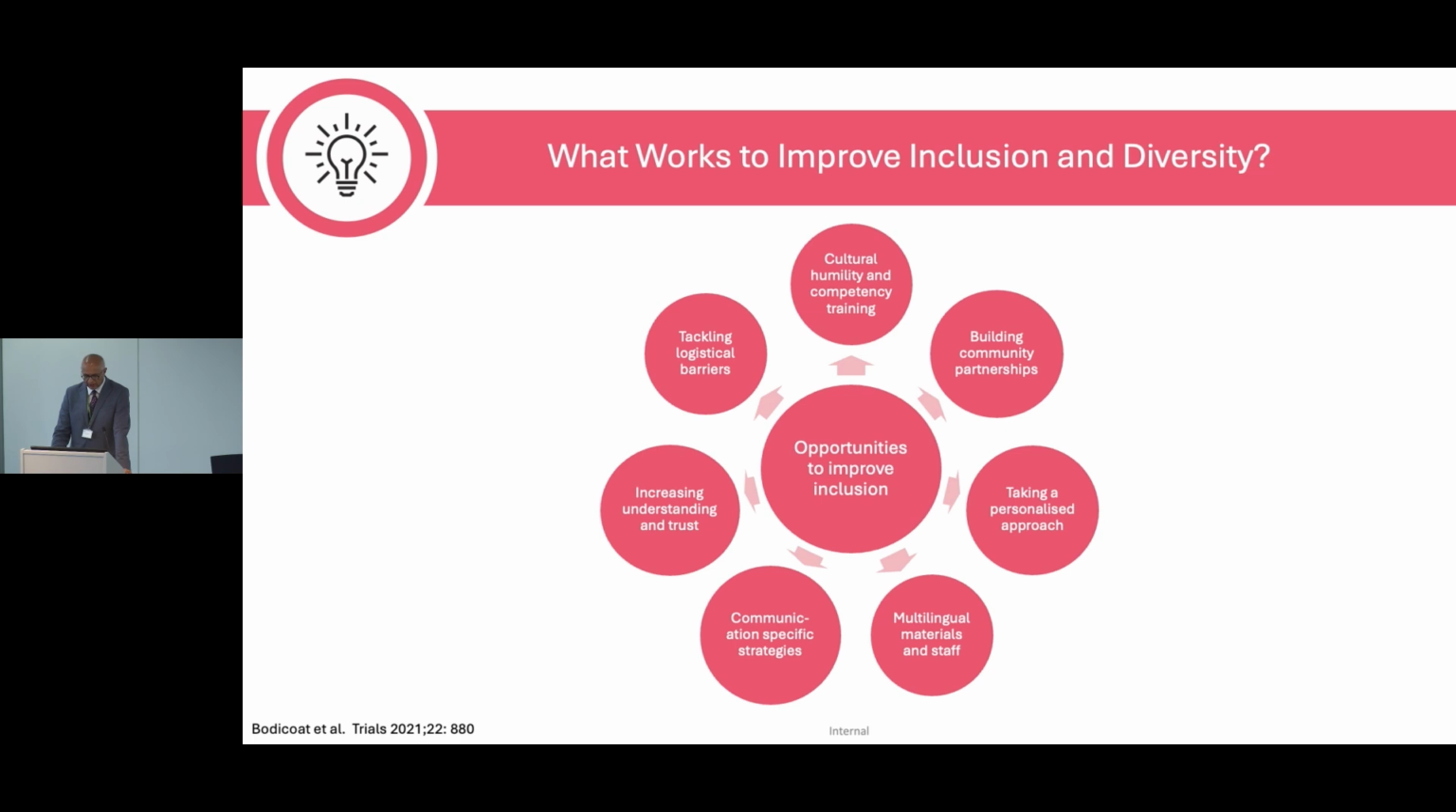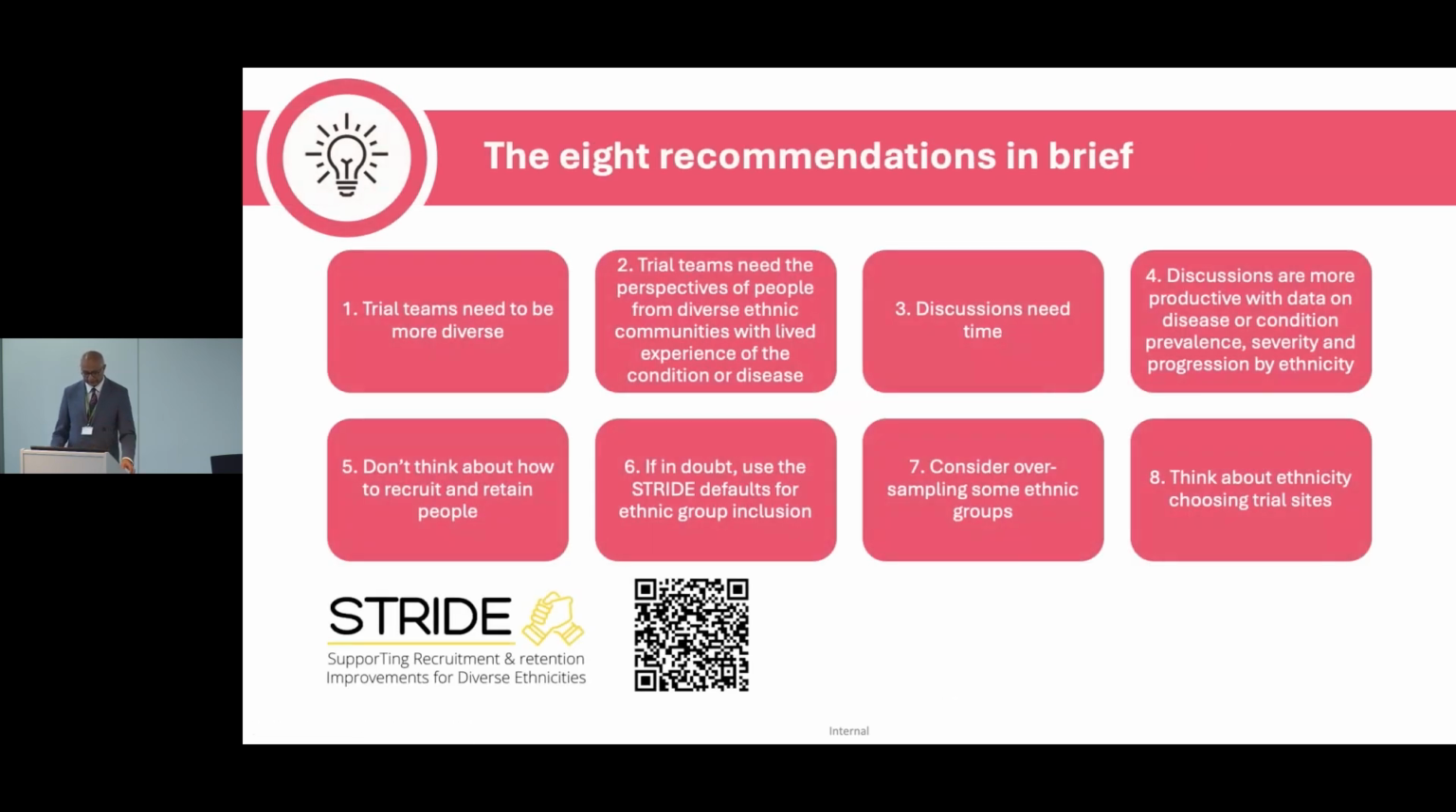NHS England asked us to do a scoping review on how to improve inclusion and diversity, and these are some of the recommendations that are in the paper. Taking a personal approach, building community partnerships. That's how we're doing many of our work. We have community champions who work within the community. Culture and humility and competency training. Everyone who's doing research should have culture competency training. Increasing understanding and trust, multilingual materials and staff.